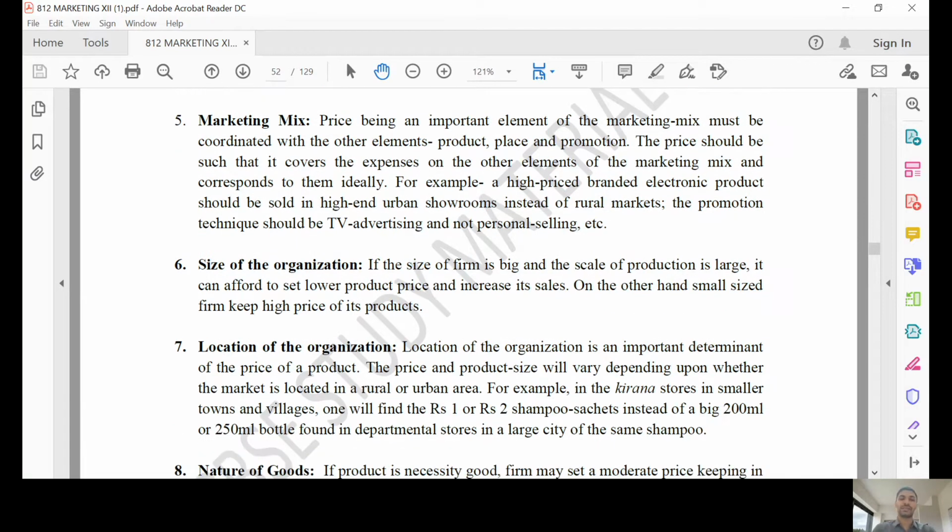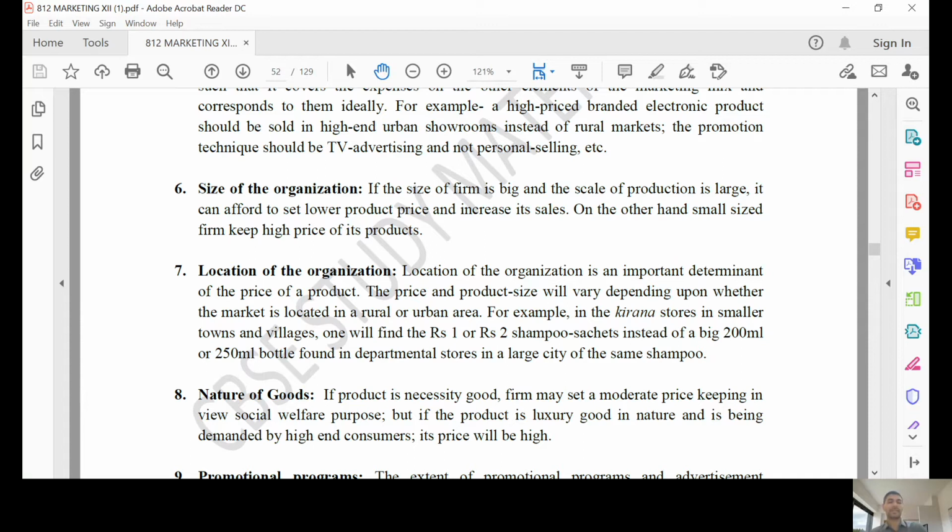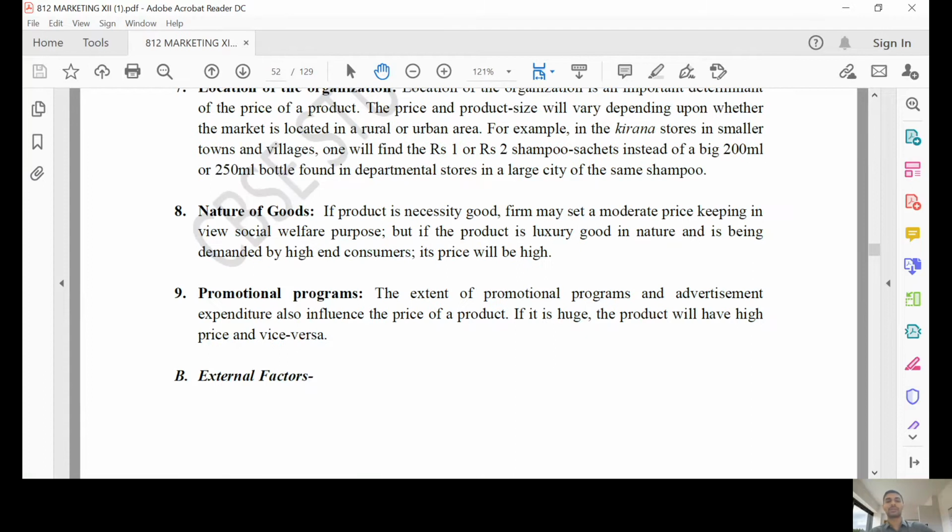Size of the organization also influences the price. If the size of the organization is more, we will be able to produce in large quantity, thereby reducing the price of the product. Location of the organization, in a village and all, we have to sell at a lesser price. Nature of the goods, if it is a necessity good, the price will be moderate. If it's a luxury product, price will be higher. And too much promotional programs will increase the price of the product.